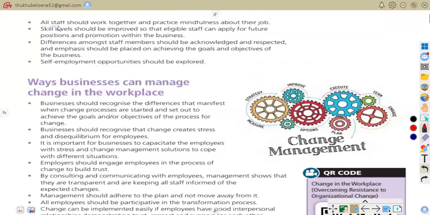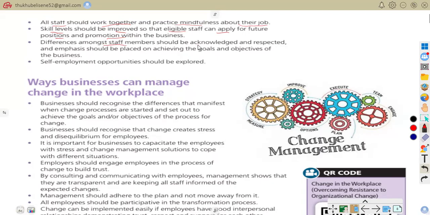Also says all staff should work together and practice mindfulness about their job. So what it means is that work together. This will promote teamwork and respect. So try to do team building activities. They are very important. Skill levels should be improved so that eligible staff can apply for future positions and promotions within the business. So you improve the skills of your employees. Prepare for the promotions.